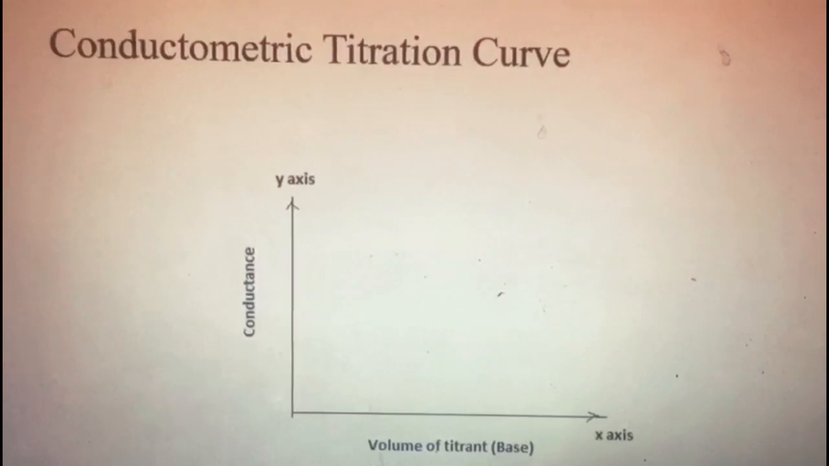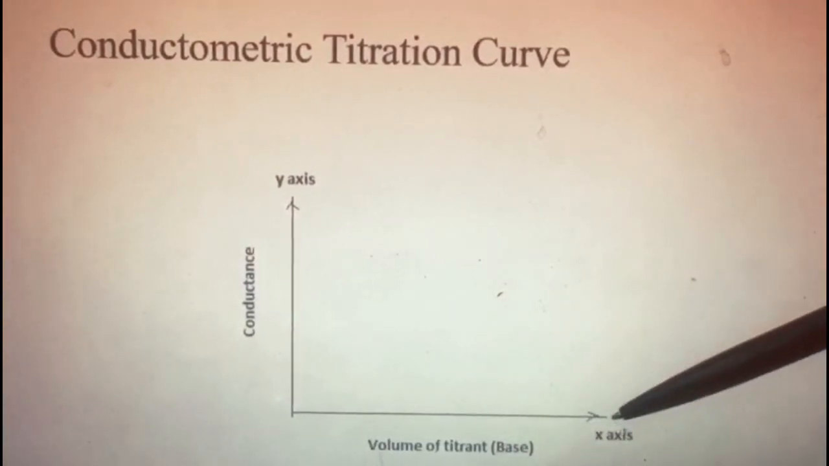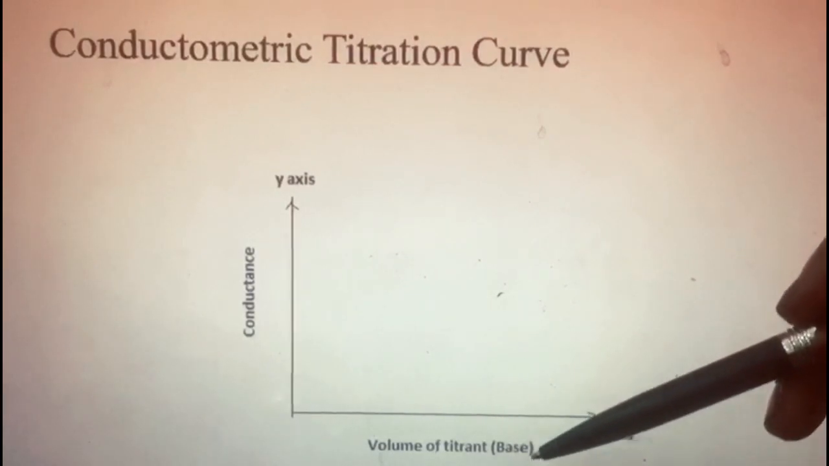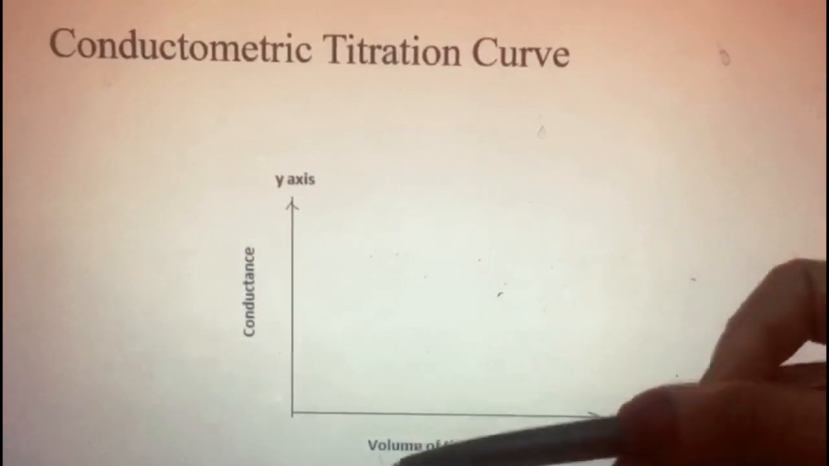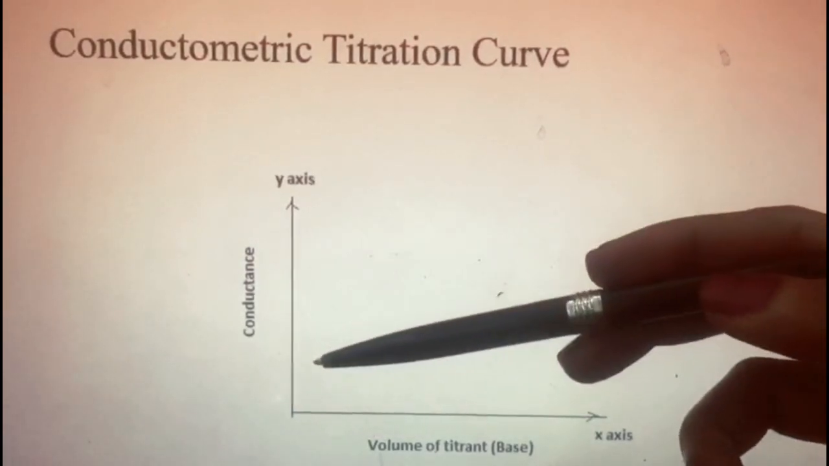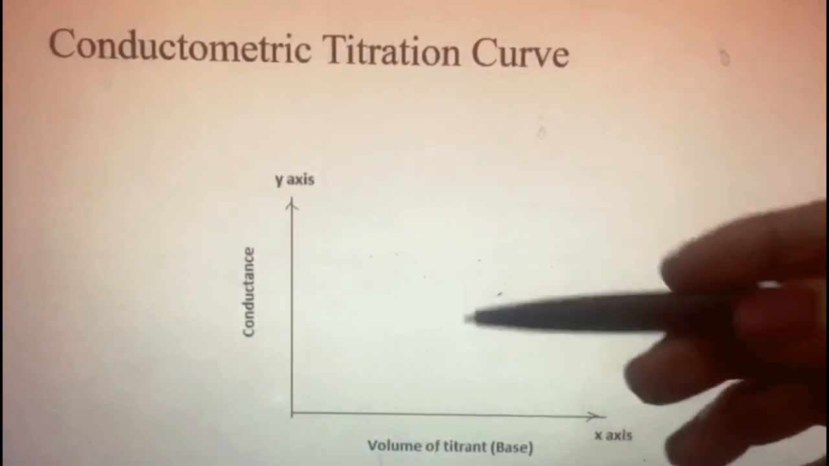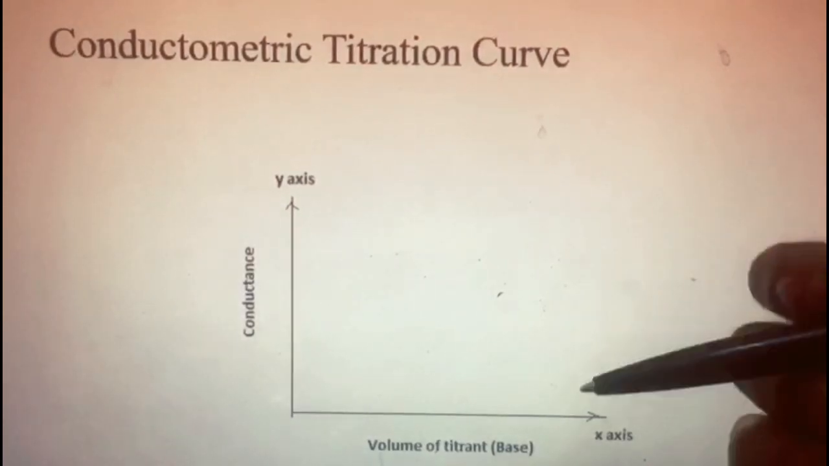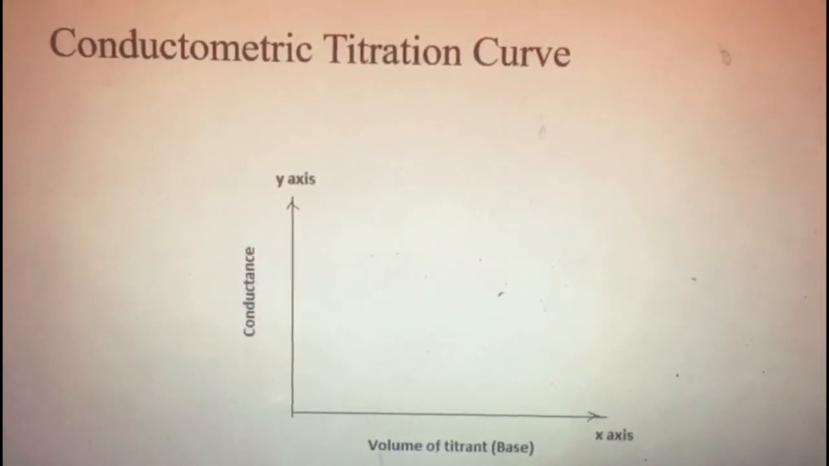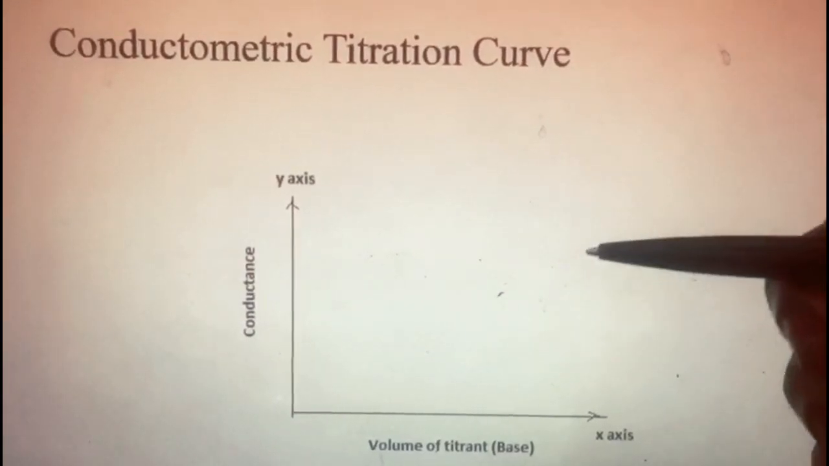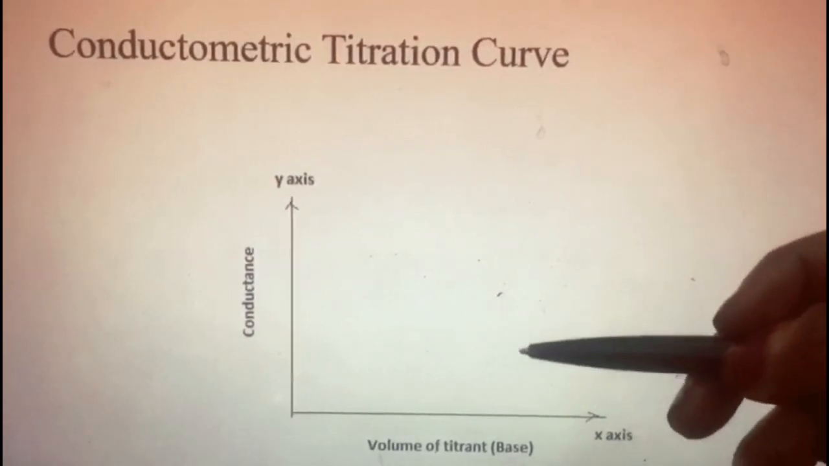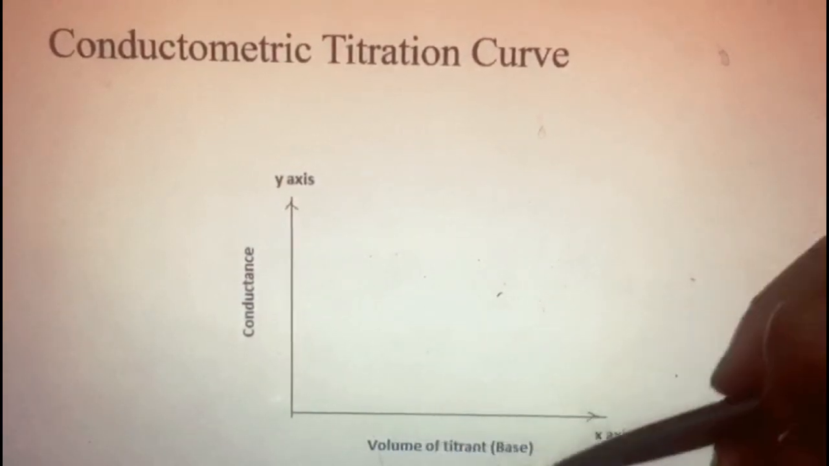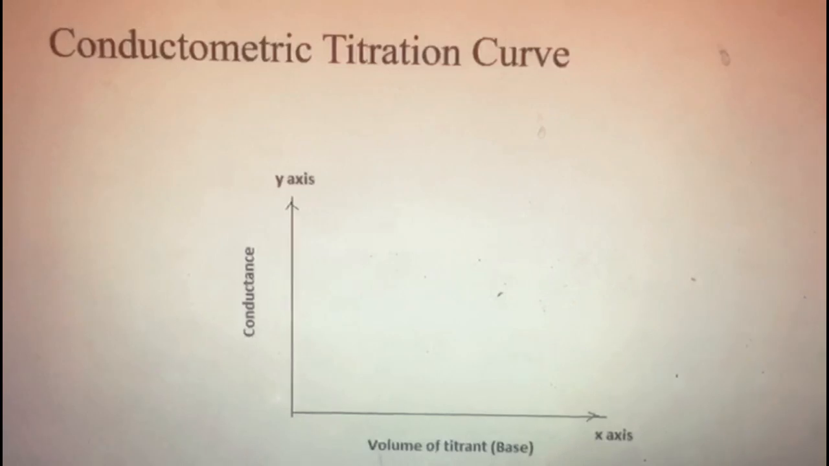Once the experimental procedure is over, we have to find the equivalent point from the conductometric titration curve. For that we have to draw the curve. Here the x-axis will be the volume of titrant. Normally it's a base, that means the solution we are taking in the burette will be the titrant, and conductance will be on the y-axis. Here we will draw for various acid-base titrations. The curve will be different for strong acid, weak acid, and strong base or weak base titrations. The graph will not be the same. From the graph we will get the equivalent point, which will be the volume of titrant added. Using that we can measure the concentration of solutions in each acid-base titration.